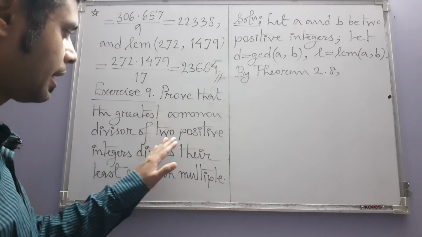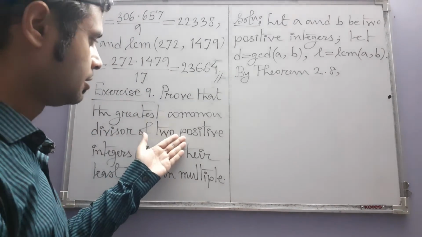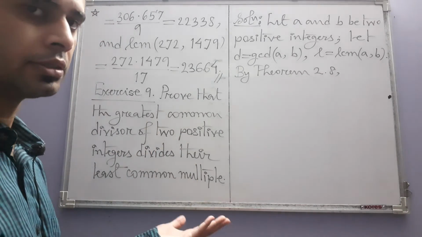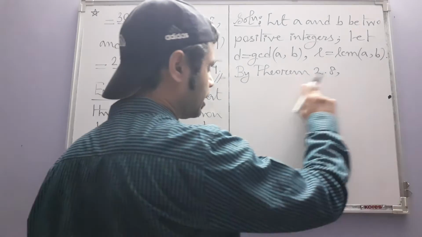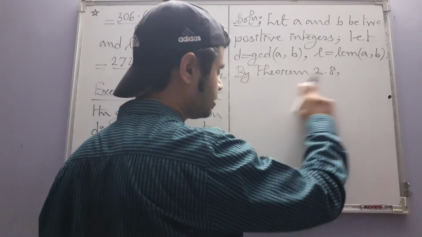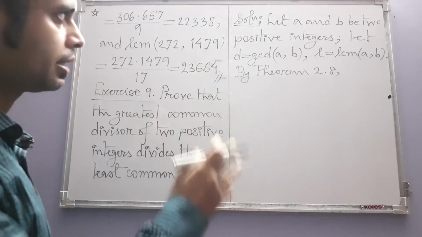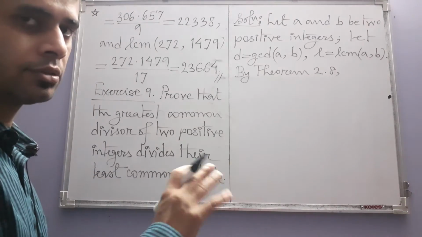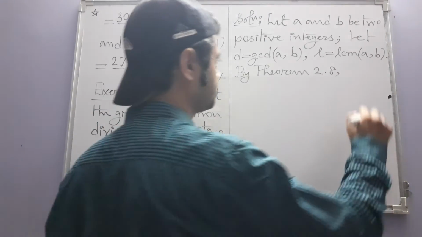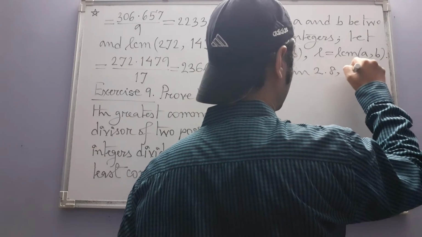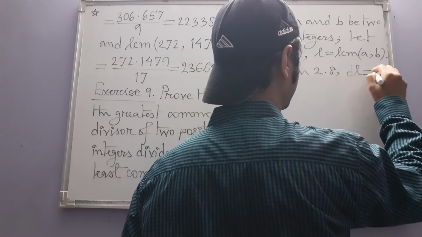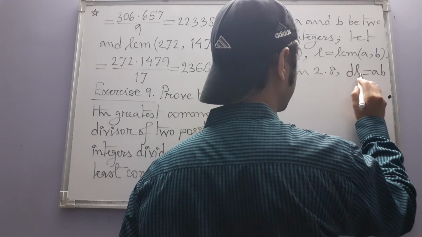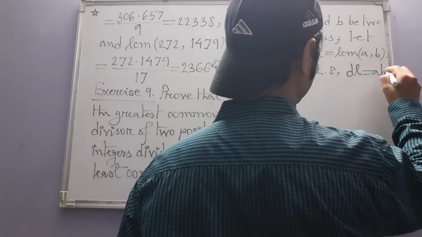Now here of course I said just now that you can relax positivity a little bit by taking non-zero integers, but whatever we are going to write here, we are able to apply theorem 2.8 directly because A and B are positive. If you do that relaxation, you have to accordingly modify the things. So now D times L will be equal to AB. That means GCD of A and B times LCM of A and B equals AB.